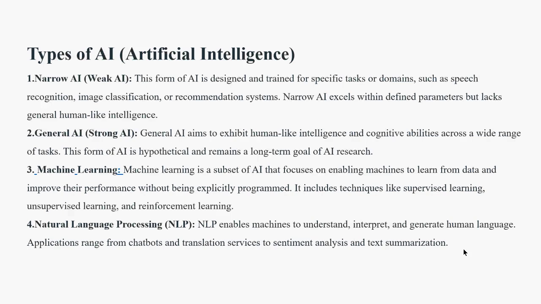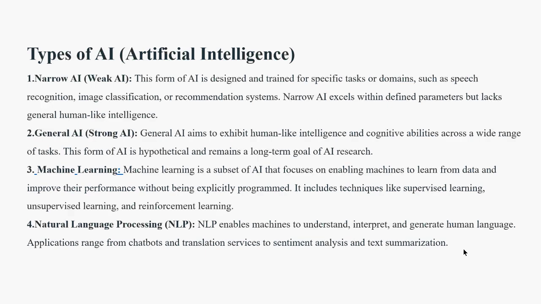So what is narrow AI? This form of AI is designed and trained for specific tasks or domains. Only for specific questions it has answers, or for specific patterns it has answers, such as speech recognition. So what you ask as a question, it will deliver as an answer, or image classification, or recommendation systems.